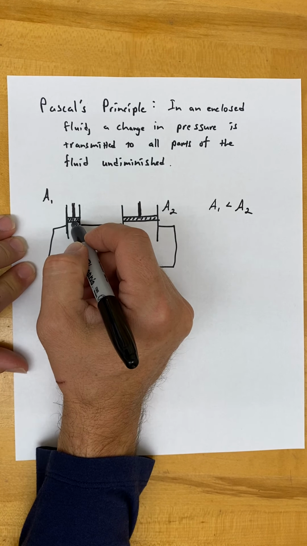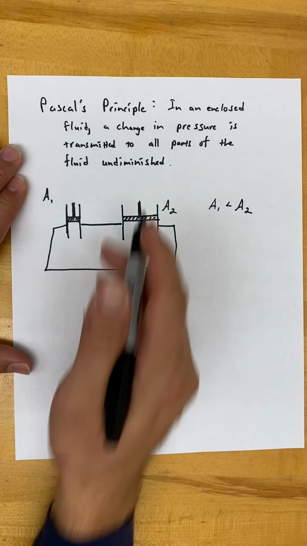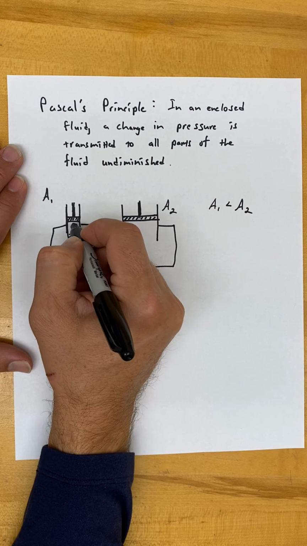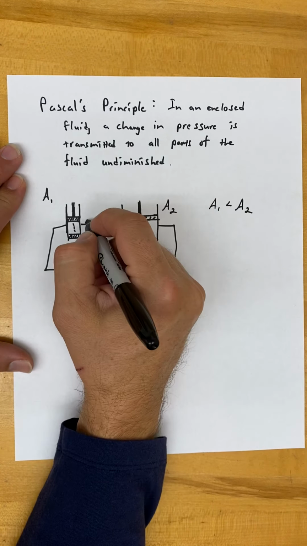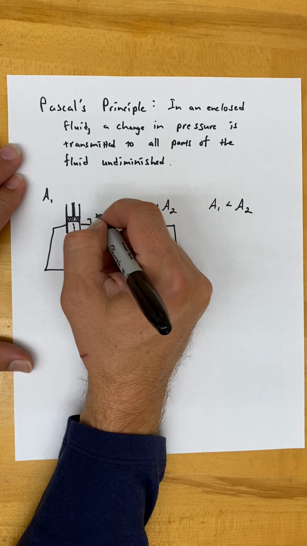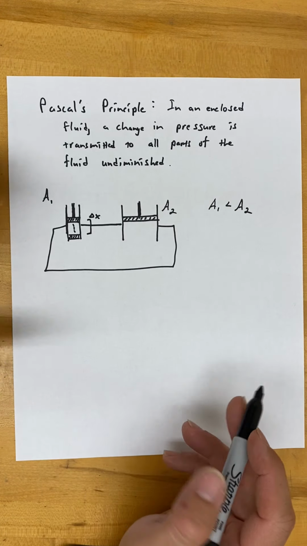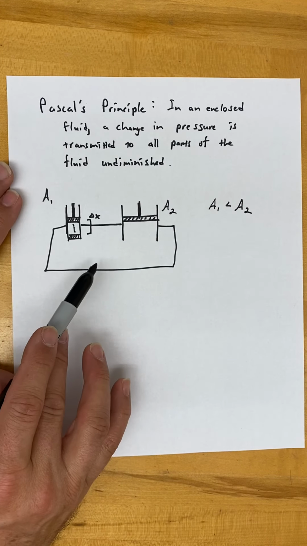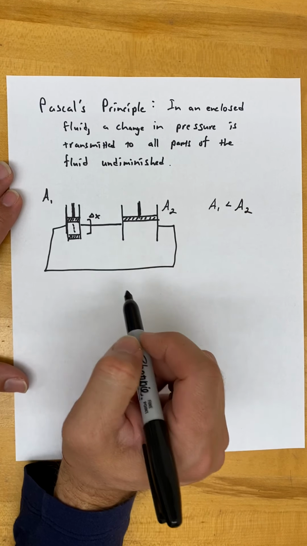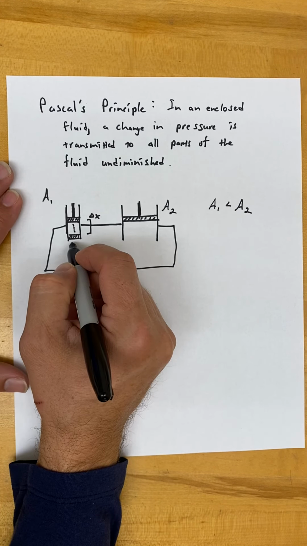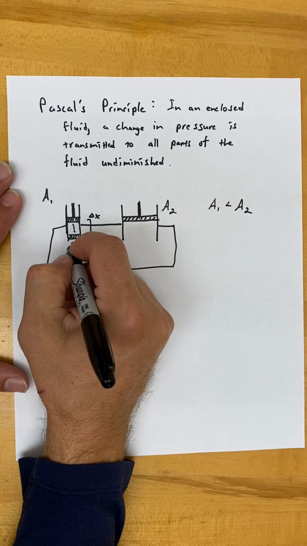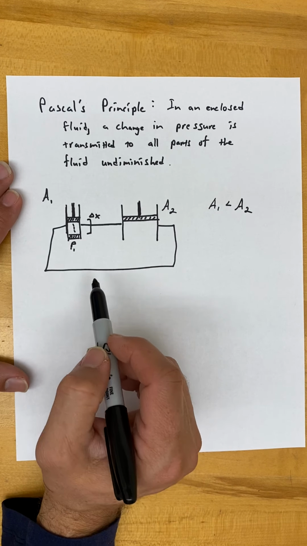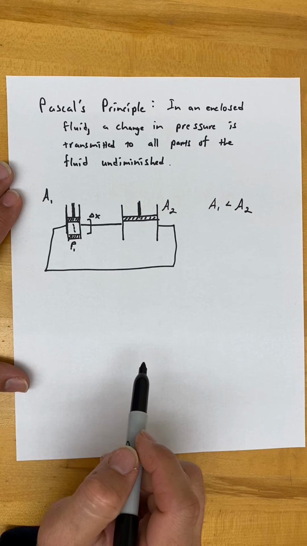Now, let me ask you this. What if I take A1 and I push down on it? I actually lower A1 to here. I have traversed some distance, delta x. Now, what happens when I do that? I'm assuming that this fluid is incompressible. What happens is the pressure here, we'll call this P1, the pressure exerted on this piston, increases. As I push it down, the pressure pushes back on me.